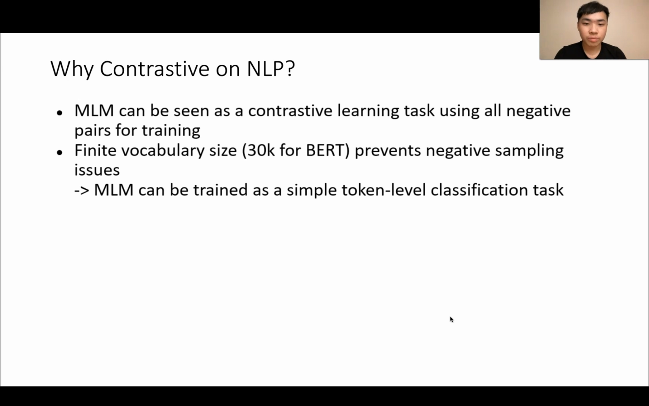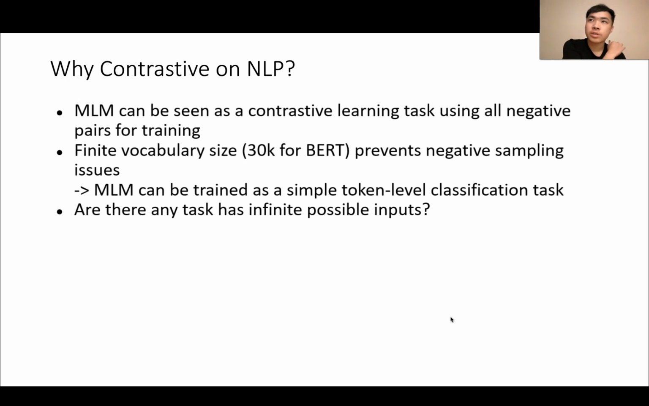But there's a difference, because we have a finite vocabulary size for BERT. It's around 30,000 words. So this finite vocabulary set means we don't need any negative sampling process. We can use all the possible words in the vocabulary as negative pairs. So we can just train MLM as a simple token-level classification task without using negative sampling.